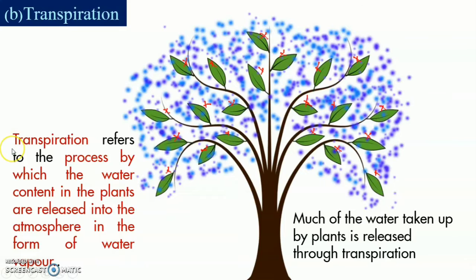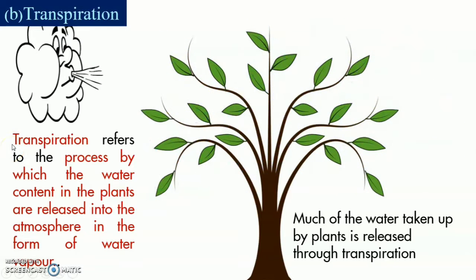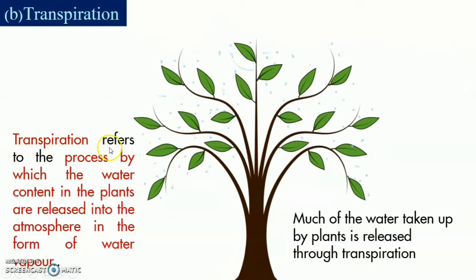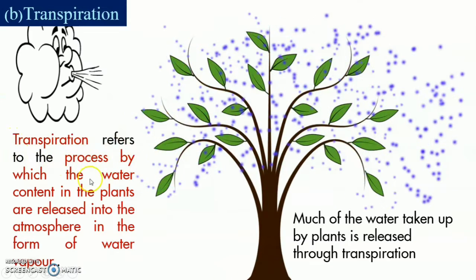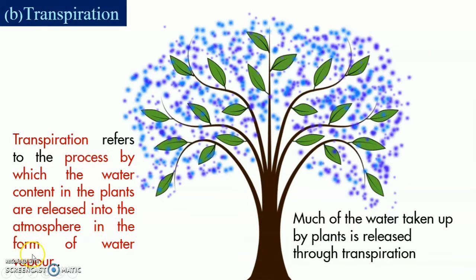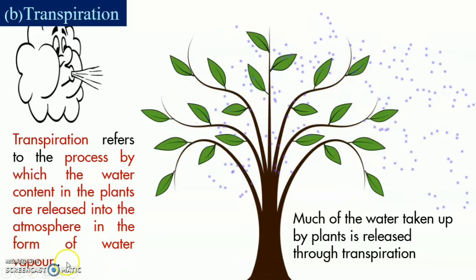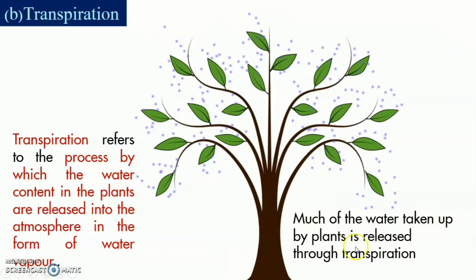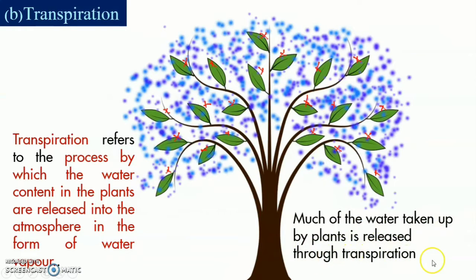Next, let's learn about transpiration. Now, what is transpiration? Yes, transpiration refers to the process by which the water content in the plants is released into the atmosphere in the form of water vapor. See, children, much of the water taken up by the plants is released through transpiration.